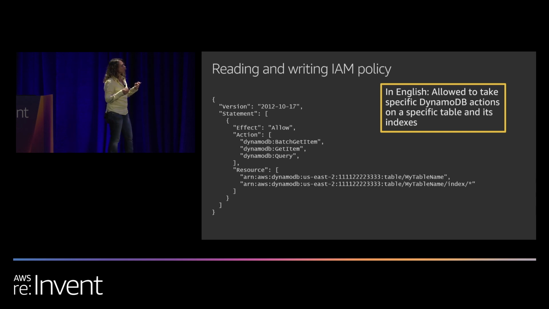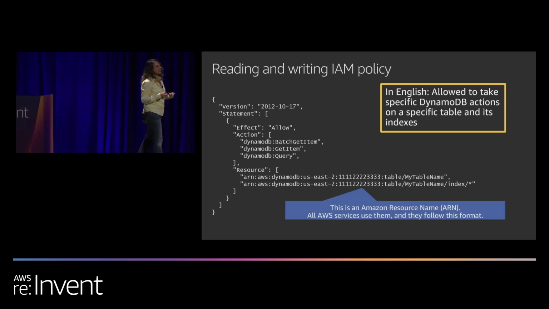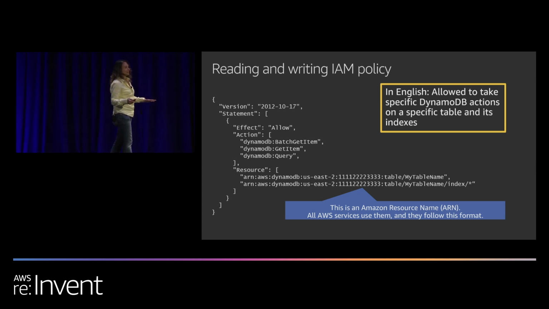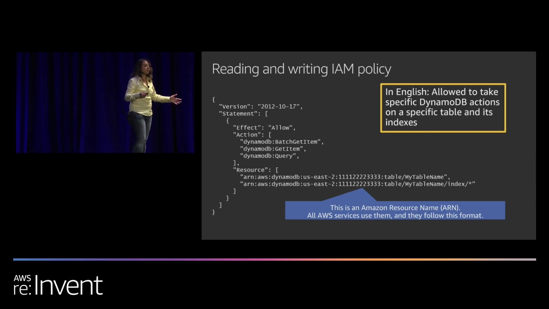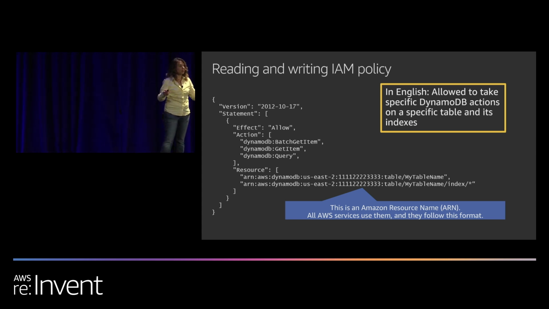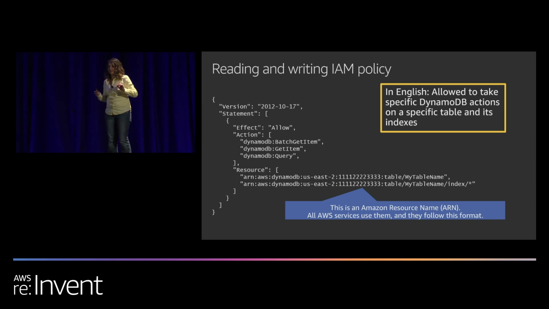Now, in case you're wondering what that long string is that I just wrote and how I put it together, well, that's called an Amazon Resource Name, an ARN. You'll see this all across AWS. It's a fully qualified name to a resource, to a thing in AWS.